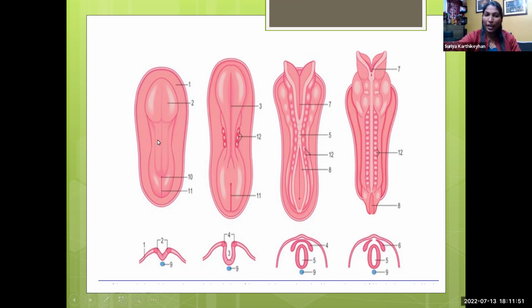Initially, it is simply a plate. It deepens to form a groove, and then on either side there will be the neural fold. The neural folds unite to form the neural tube, and the cranial end is open and the caudal end is also open. And then in further stages of development, the cranial end, meaning the upper part, will form bulges.